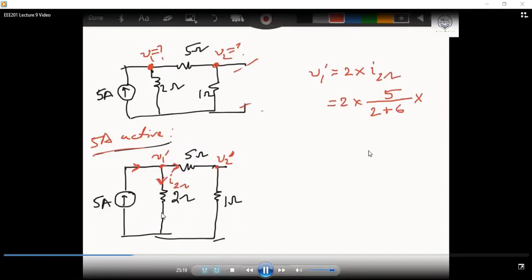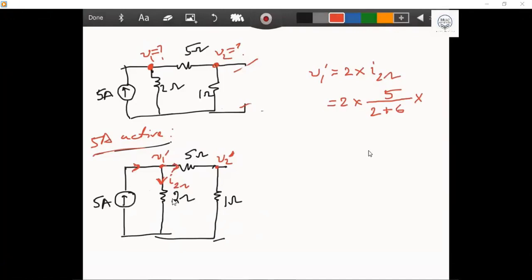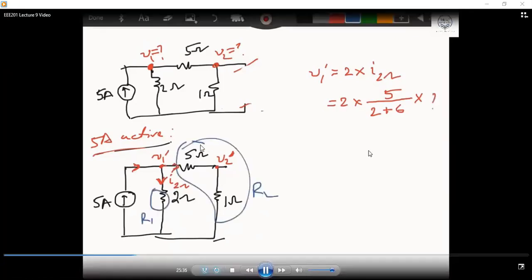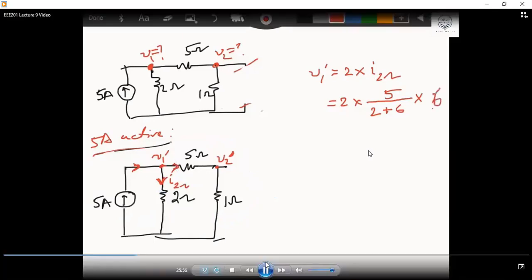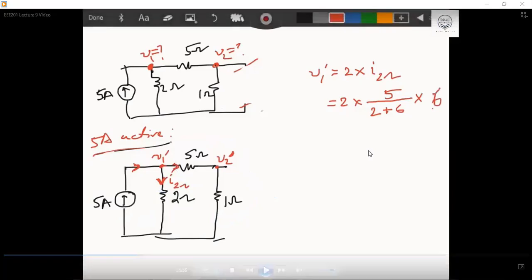There are 2 resistors. One is this, another is this. Shouldn't it be 6, sir? Yes, it should be 6. It's very clear because this is R1, this is R2. So the opposite resistance, if I want to find I2 ohm, the opposite resistance is R2. R2 means 5 plus 1, 6. So why are you taking time? So it should be 6, right? I hope that you get it. It should be 6, as a 6 ohm resistor.